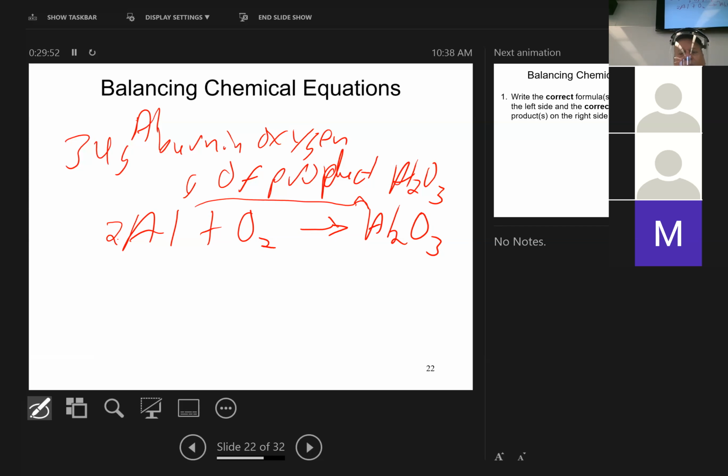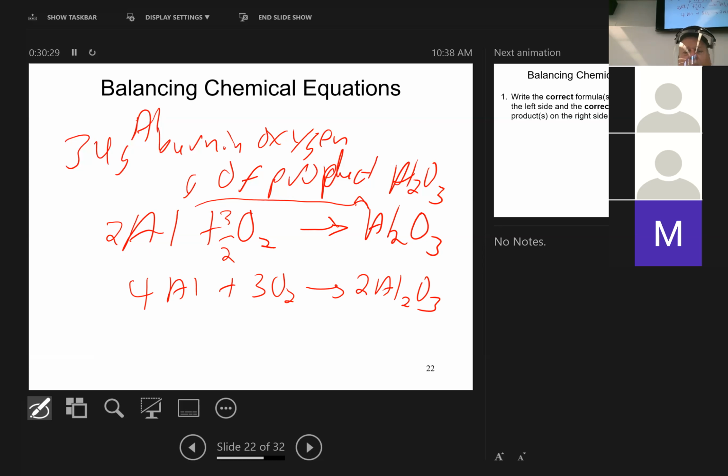Balance it, right? How many oxygens on the left? 2. How many on the right? 3. So you have to do the same thing here, and you put 3 halves there, because the 2's will cancel and you'll have 3 on the other side. Now it's sort of balanced, but fractions aren't allowed. So this becomes 4Al plus 3O2 goes to form 2Al2O3. Is it balanced? Yes.